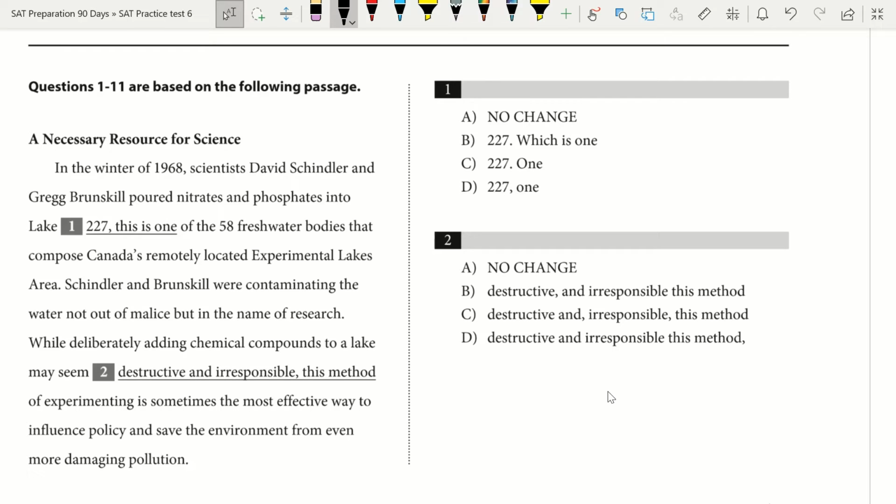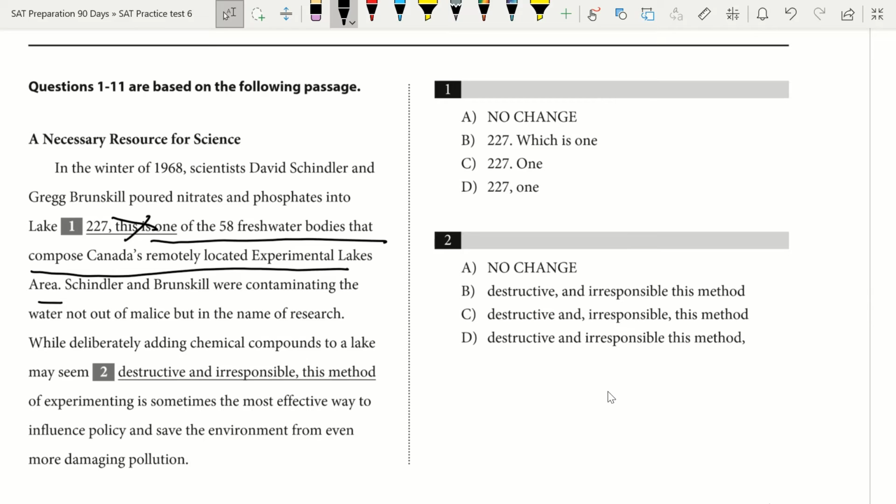Make sure that you have a notebook out so you can take notes on what I say and things that you can adopt as strategies when you take the SAT. So we have a necessary resource for science. In the winter of 1968, scientists David Schindler and Greg Brunskill poured nitrates and phosphates into Lake 27. Then I see I have a comma and then this is one. I know I want to get rid of this is and have a comma and then just say one of the 58 freshwater bodies that composes Canada's remotely located experimental lakes area.